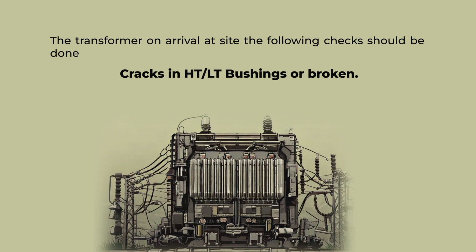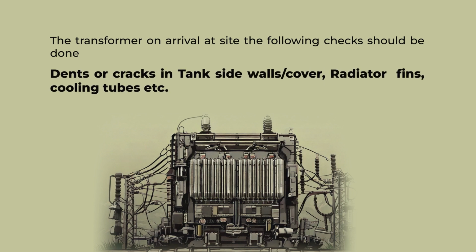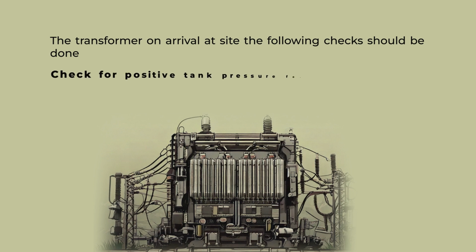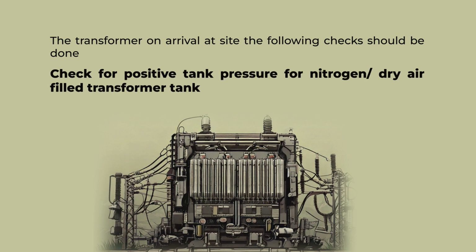Check for cracks in the high tension and low tension bushings, in case they have broken during transportation, oil leakage from the welded joints, dents or cracks in tank sidewalls, cover, radiator fins, cooling tubes, conservator oil level side glass broken, loose bolts and clamps of the core. If your transformer is filled with nitrogen, you have to check for positive tank pressure of nitrogen, or if it is filled with dry air, you have to see that the positive tank pressure is there.